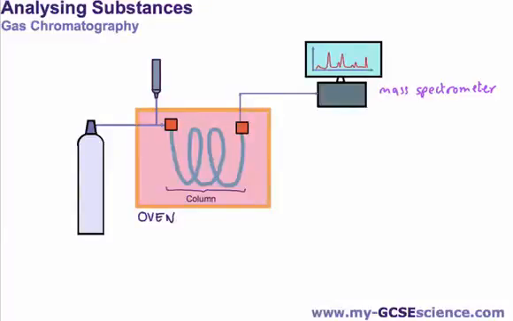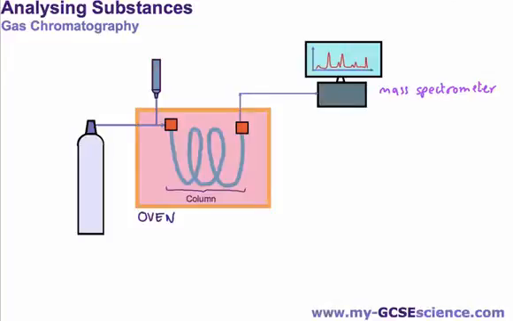Hello and welcome to the second video about analysing substances, and for this one we are looking at gas chromatography. We've already looked at paper chromatography, but this is a slightly different and more sensitive method for analysing substances and finding out what chemicals are present in a sample that you might be looking at.